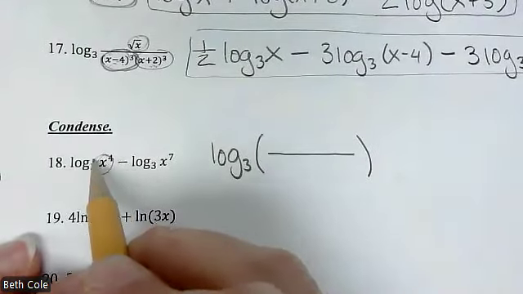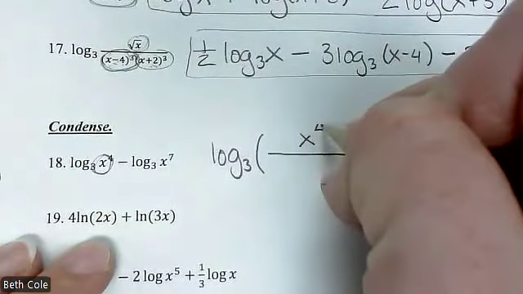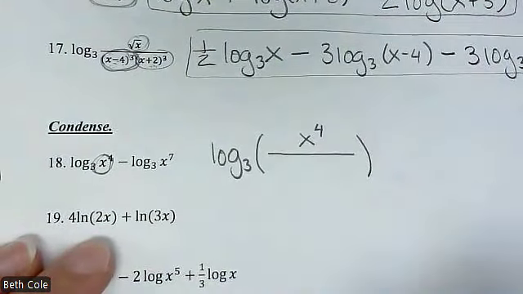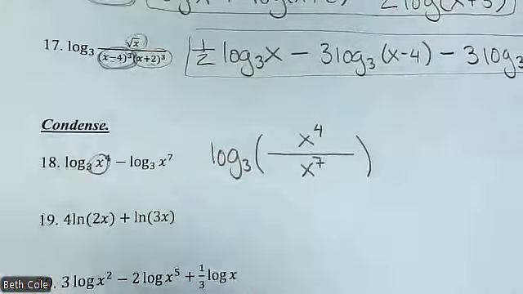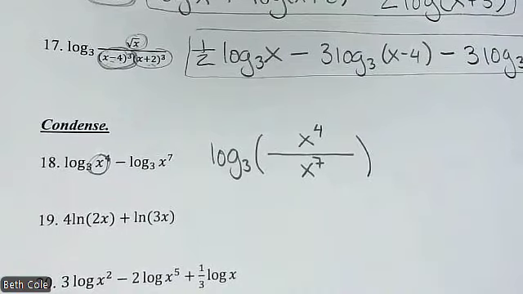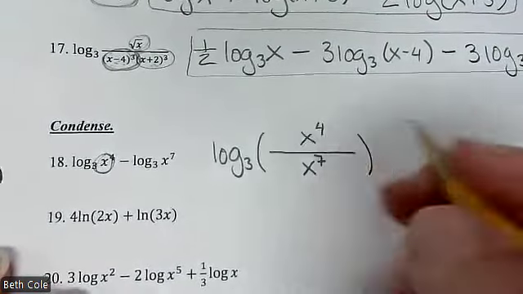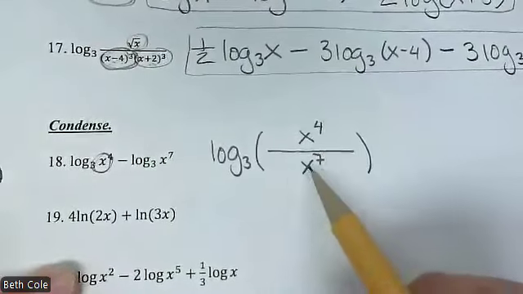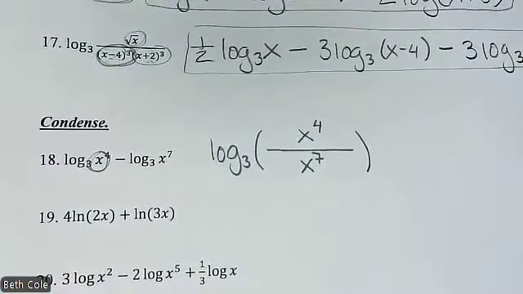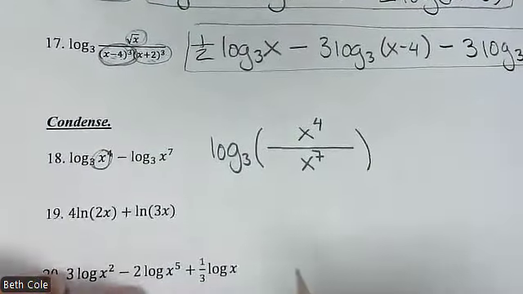So for this one, x to the 4th goes on the top. And then do you see how it's minus? X to the 7th goes on the bottom. The most common mistake people make is they will put a negative in the answer. The negative just indicates it goes in the denominator. That's it. Okay, let's try this one.